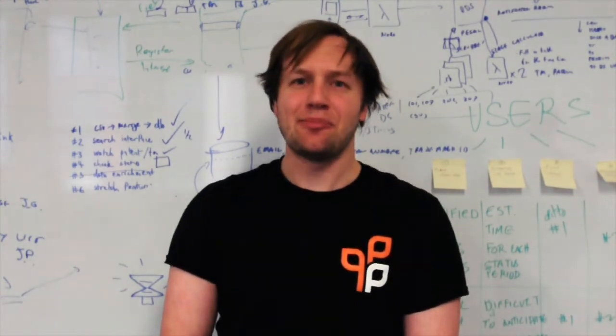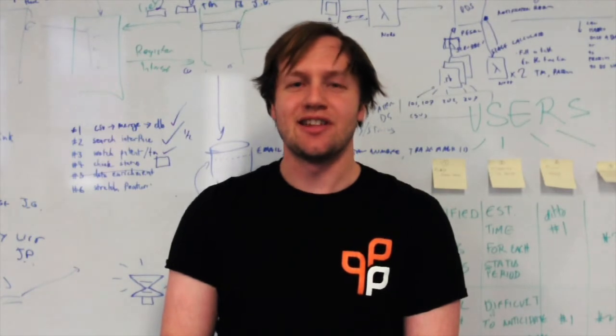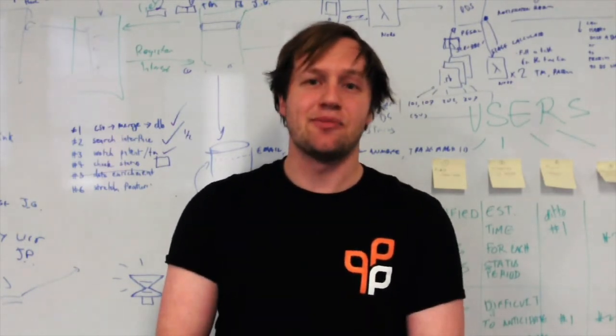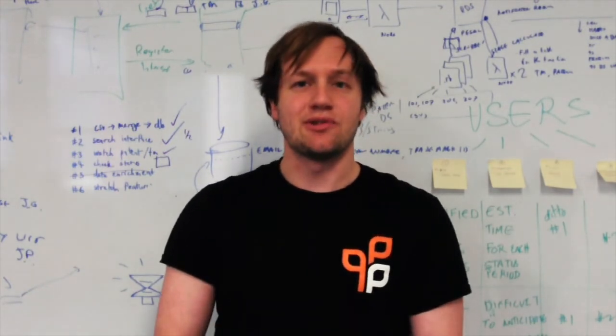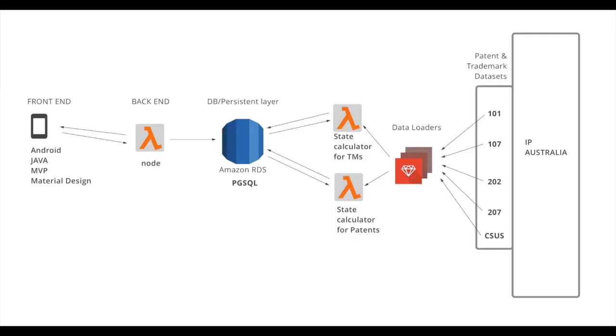So, Patent Pending is an application that lets users register their interest in following updates on trademarks and patent applications. We'll show you how it works in a second, but let me first talk a little bit about the tech stack. Our solution is divided into a series of domains, each responsible for a specific purpose.